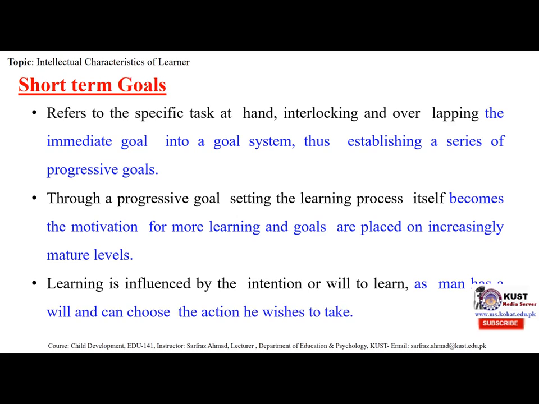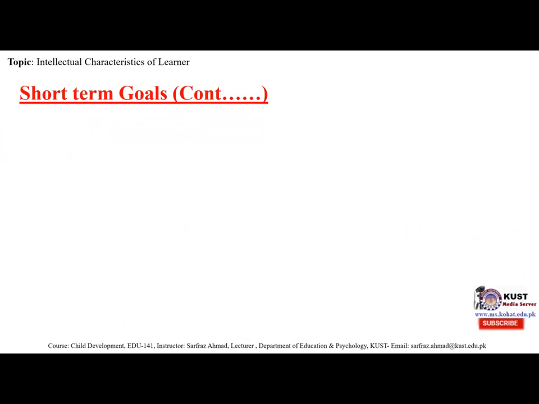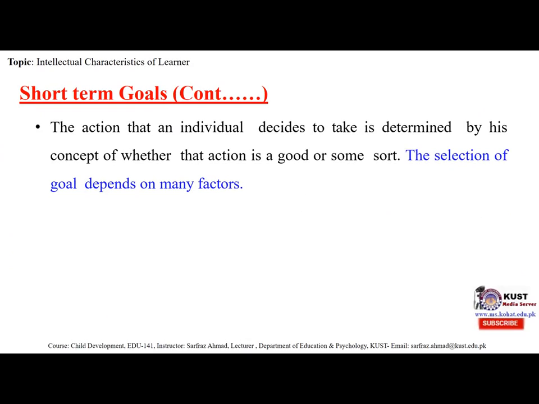Learning is also influenced by the intentions or will to learn, as man has a will and can choose the action he wishes to take. Learning always depends upon the learner's intentions. If a student wants to gain or learn something, then depending on their interest, the things are being learned. The actions that an individual decides to take are determined by his concept of whether that action is good or some sort. So the selection of goal depends on many factors.